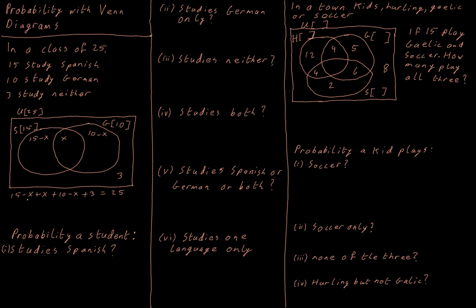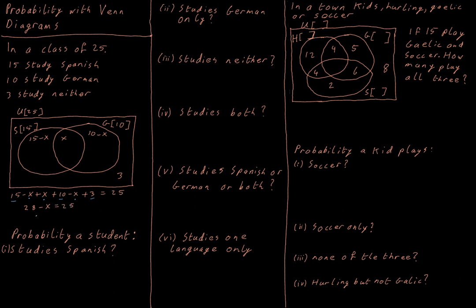So we add up our like terms. And I have 15, and I have 10, I have 3. So I add up all of my like terms. And I get 28. 28 minus X is equal to 25.